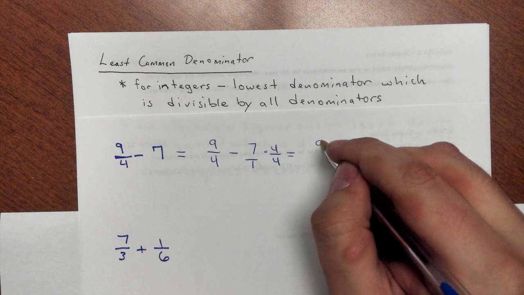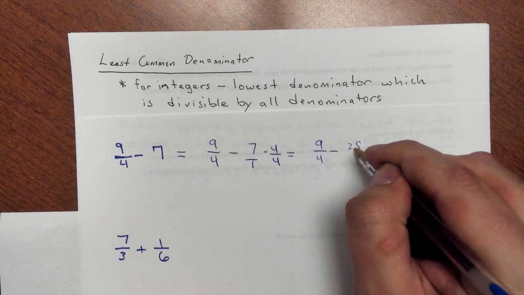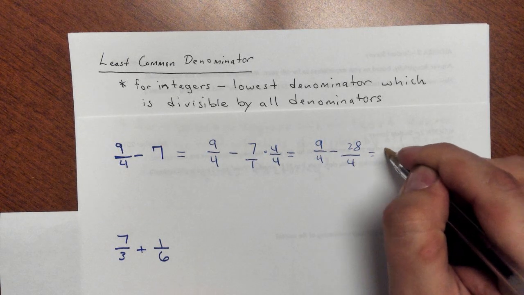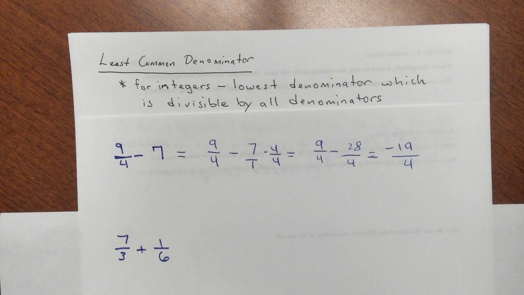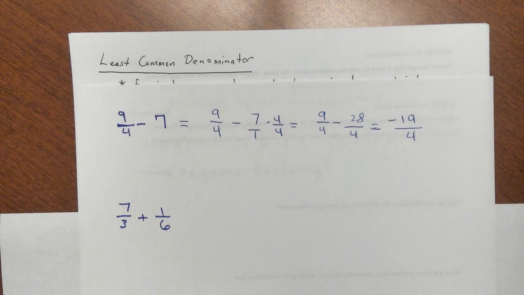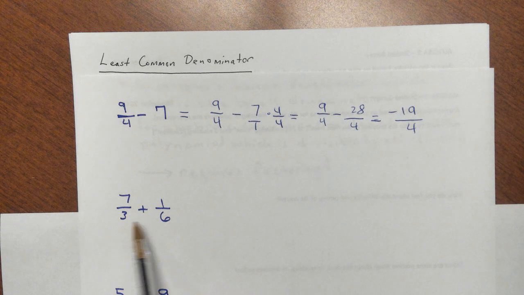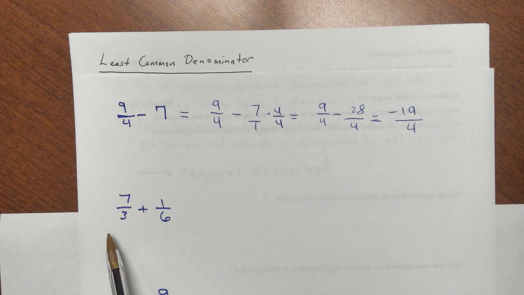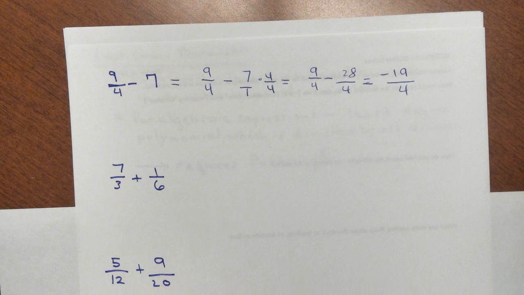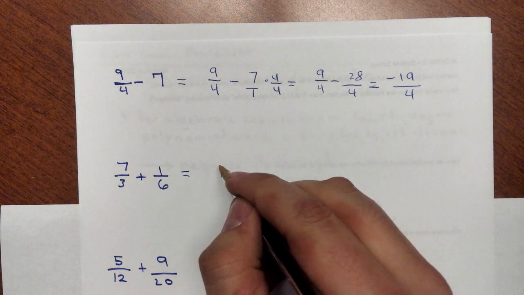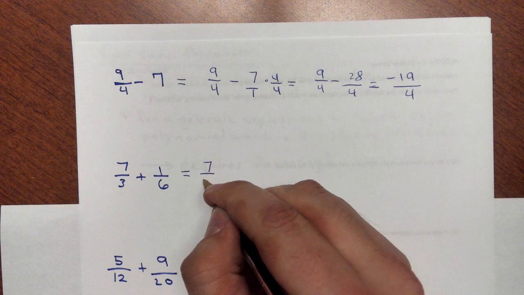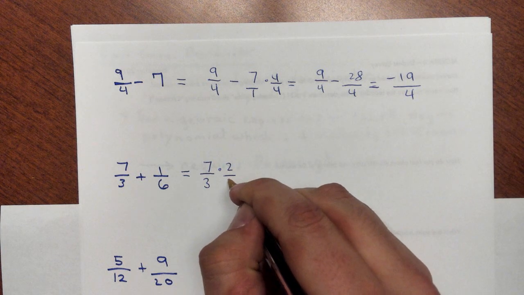So what does this give me? This gives me now 9 fourths minus 28 fourths, which is negative 19 fourths. Okay, that's a simple example. Another simple example of finding least common denominator is if one denominator divides the other. Here, 3 divides 6, so how can I convert this? Well, pretty obviously what I need to do is convert thirds to sixths. So I multiply by 2 over 2.